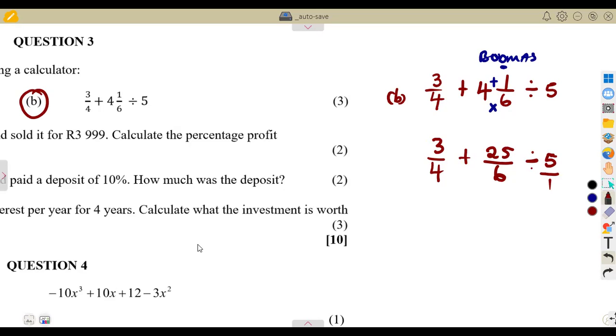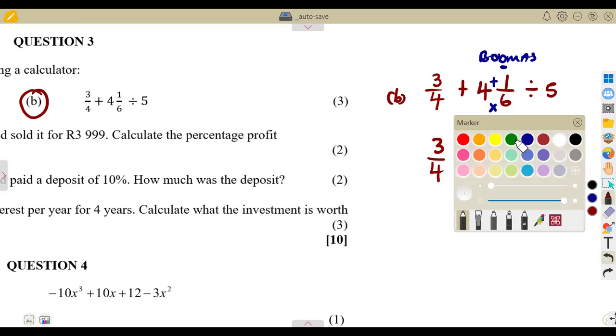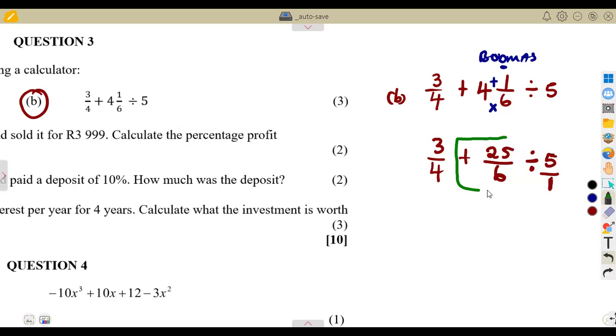Every whole number has an invisible 1 under it, that is, it is over 1. So this is the same as 5 over 1. You are back to your fractions. You are dividing. What is it that you're supposed to do? You are considering this part here. You are dividing these two here. So what is it that you're supposed to consider?